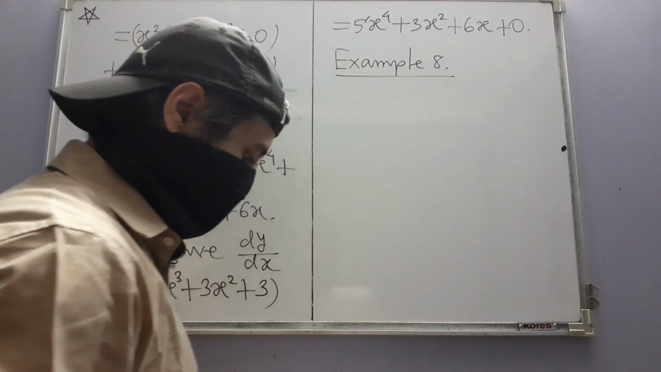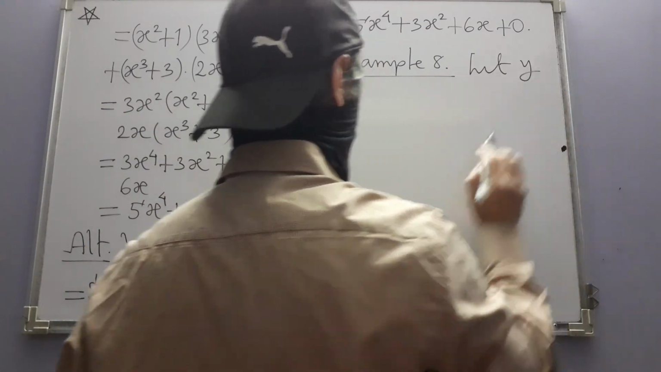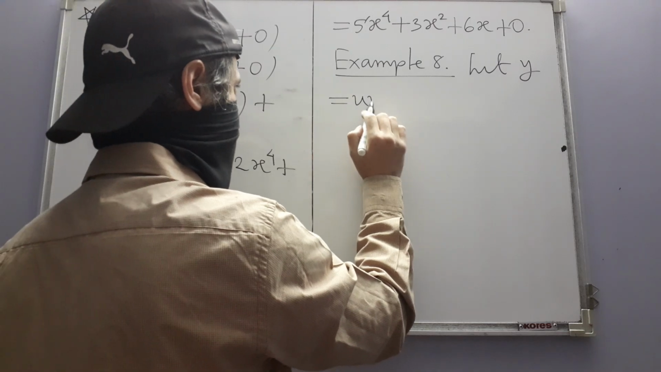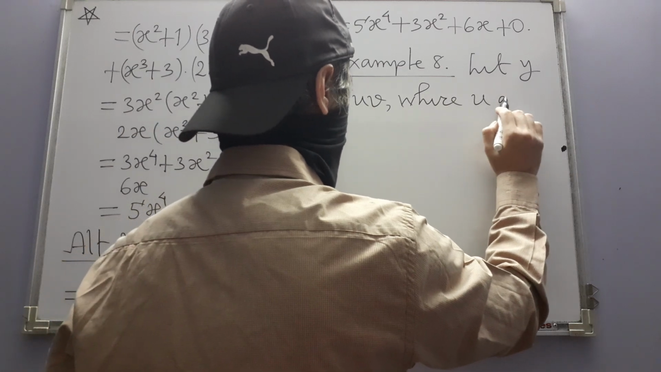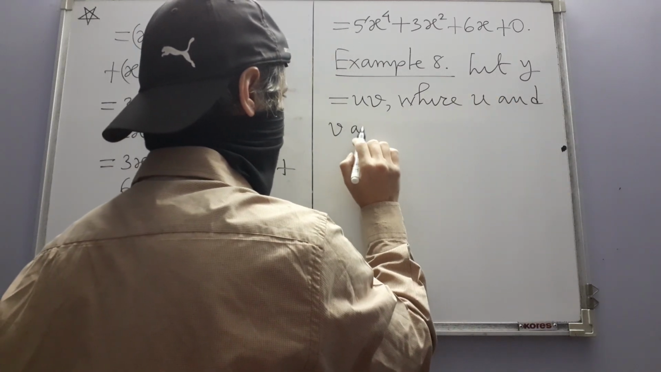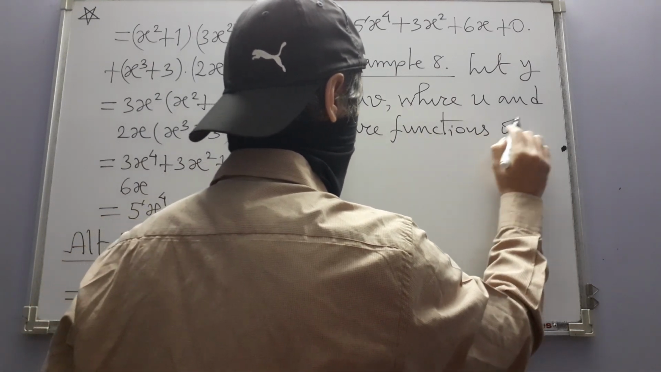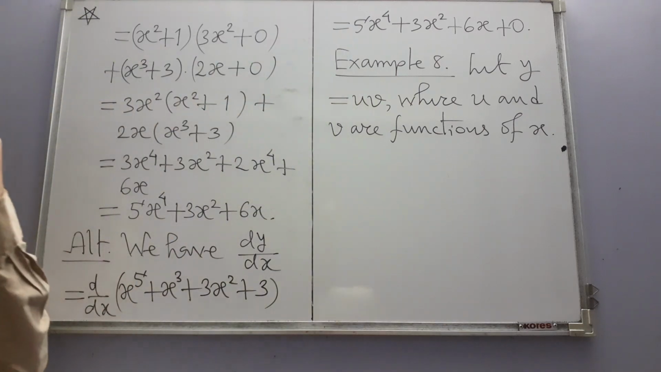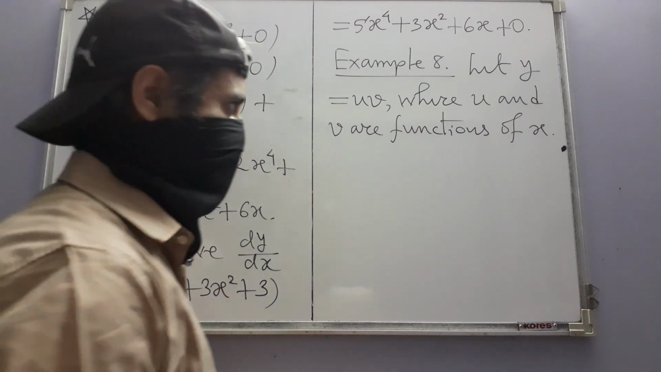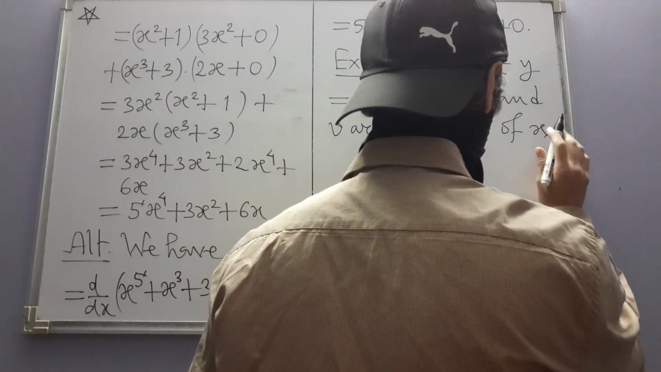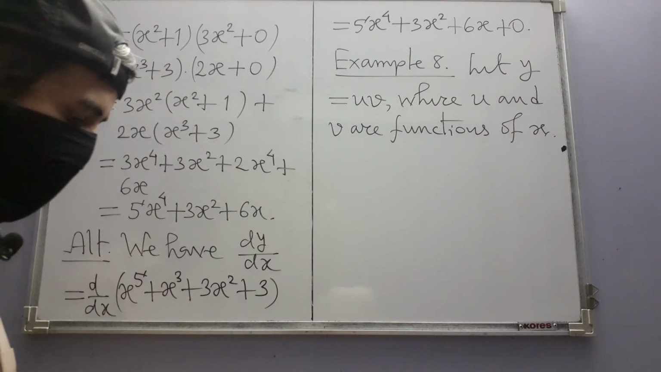Here the functions are not given directly. Let y be equal to uv, where u and v are functions of some variable x. So we don't really know. We are not given what u and v are exactly. They are some functions and y is their product. But some information is in fact given about them.